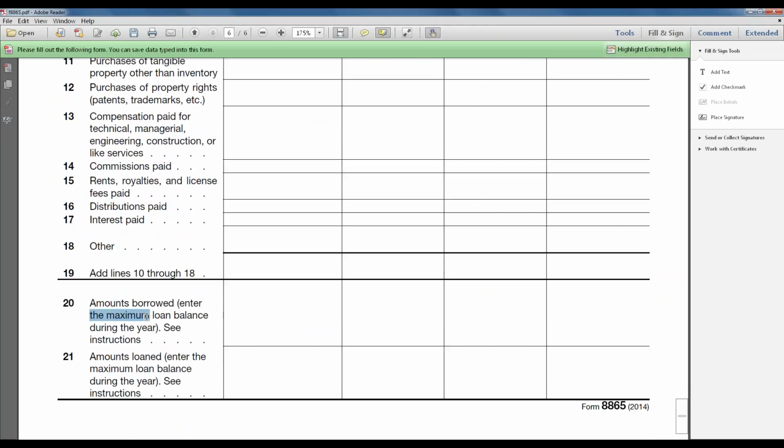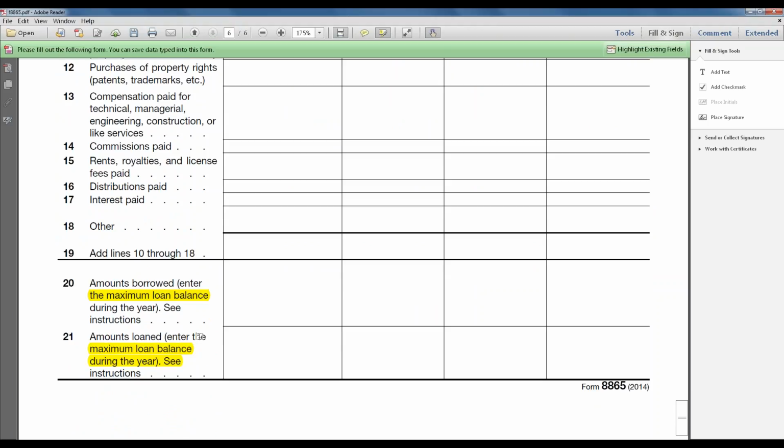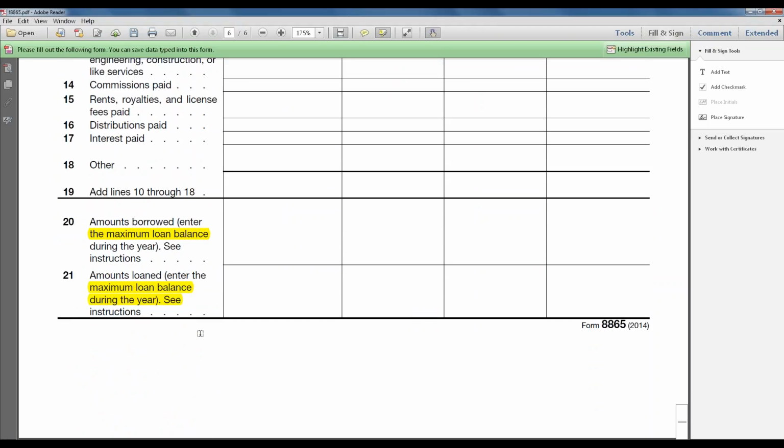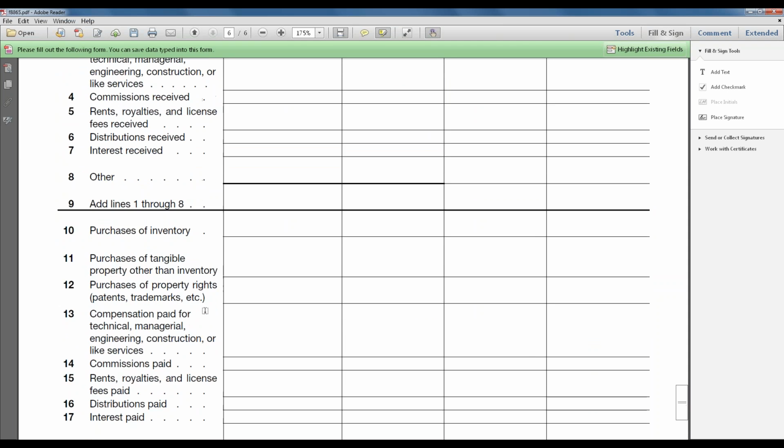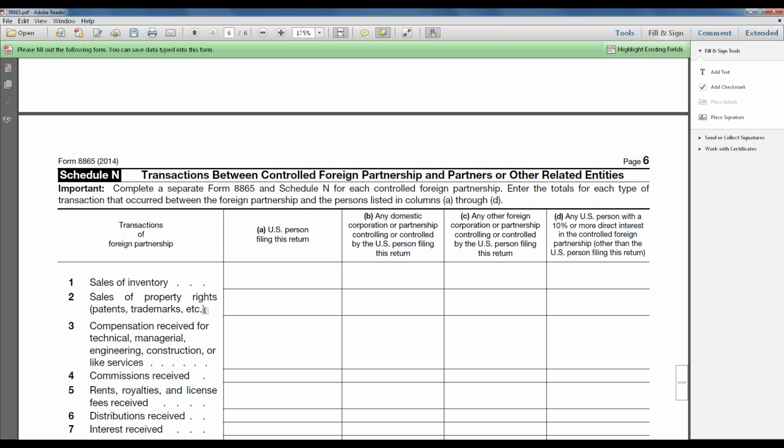Amount borrowed, maximum loan balance during the year. We saw that versus the average balance. And that's really the form. So it's pretty nice. And like I said, the transactions between partners and partnerships will be the main item.